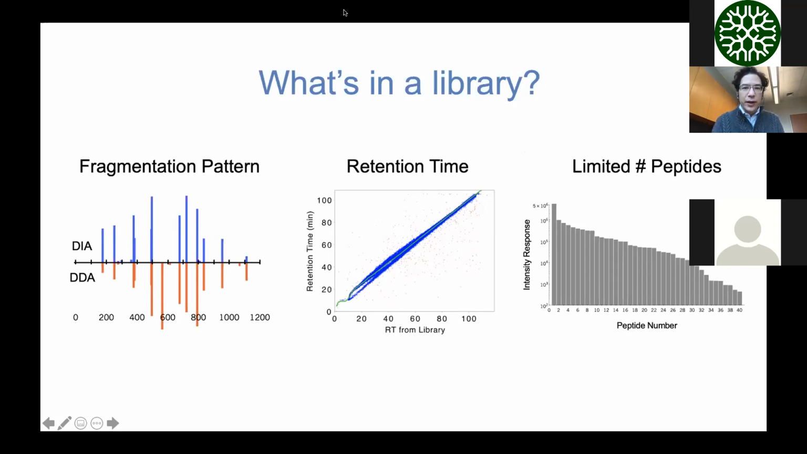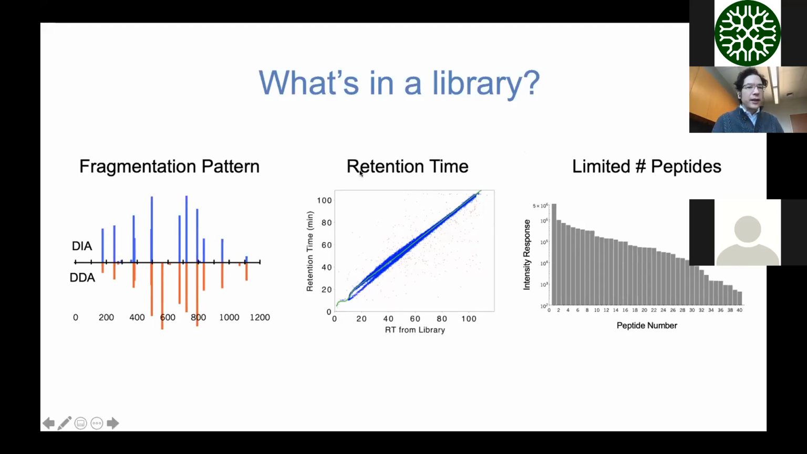Okay, so there's a question in the chat. The logic of the library is that the fragment ions in DDA and DIA are the same, but the fragmentation suppression in DIA may cause a difference.